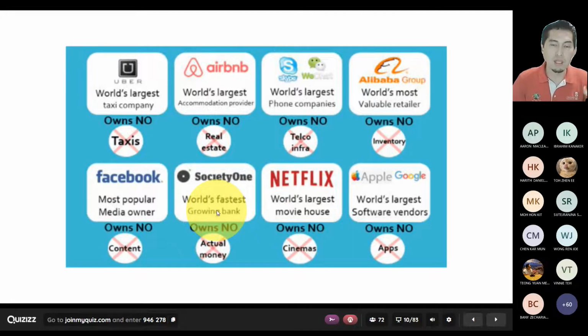This is a company in the US, world's fastest growing bank. They don't own any actual money at all. Everything is digital. Netflix, world's largest movie house, owns zero cinemas. They don't need to run cinemas to make sure that people watch movies. Apple and Google, world's largest software vendors, and they don't own any specific apps except for native apps.